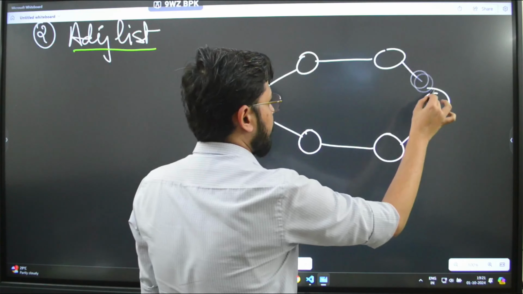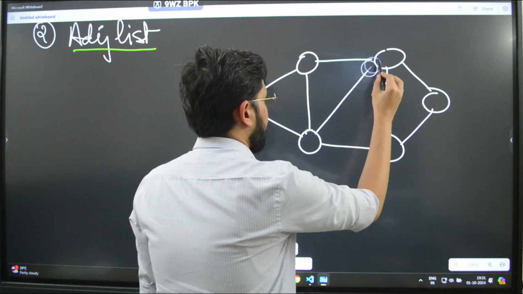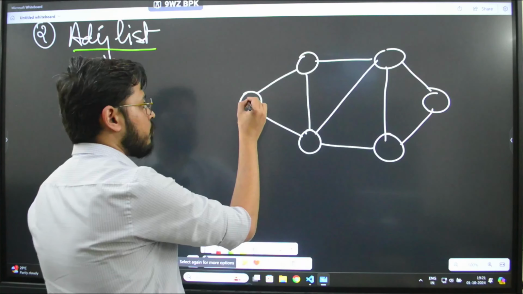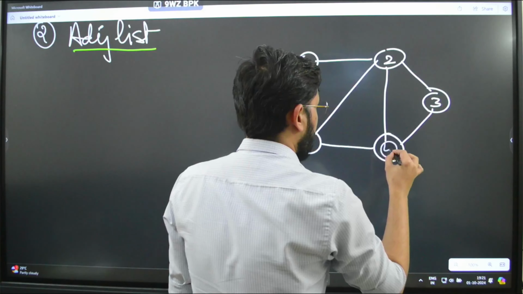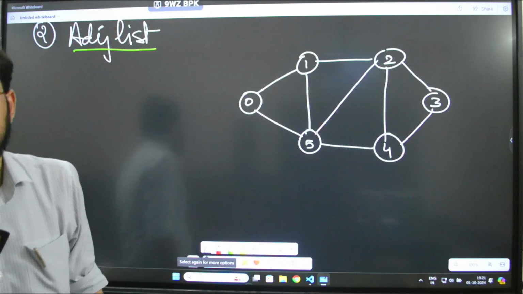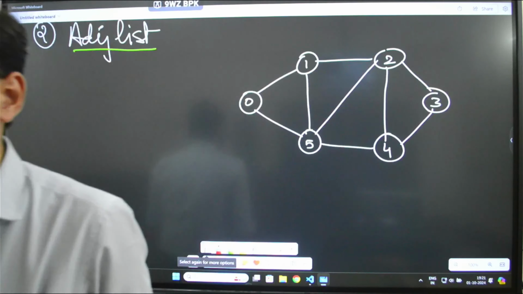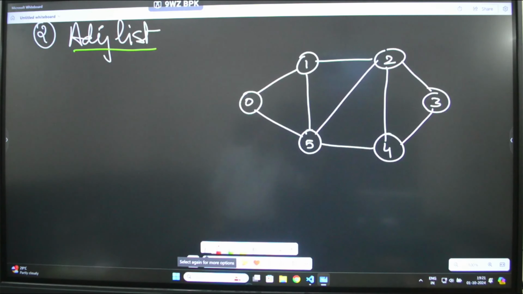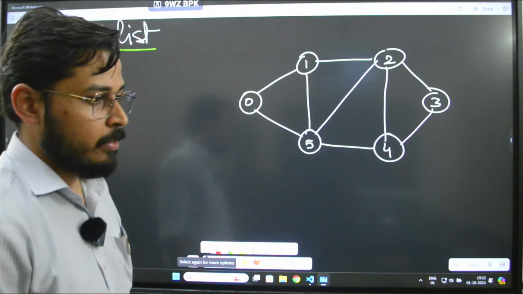Let's take up the same graph that we used before. This is going to be 0, 1, 2, 3, 4, 5. Okay, let us say this is our graph, and now I want to create the adjacency list representation of this graph, guys. How do I do that?